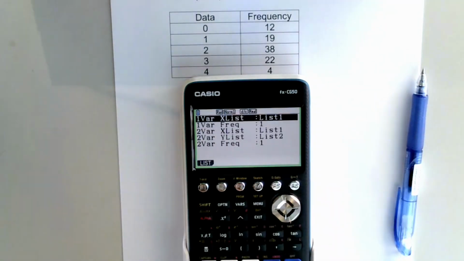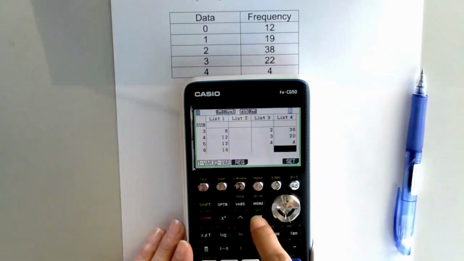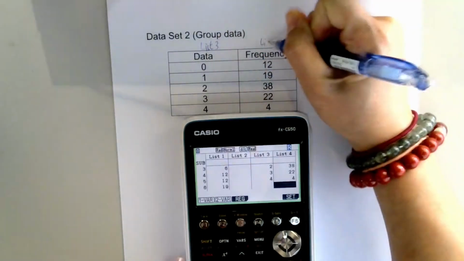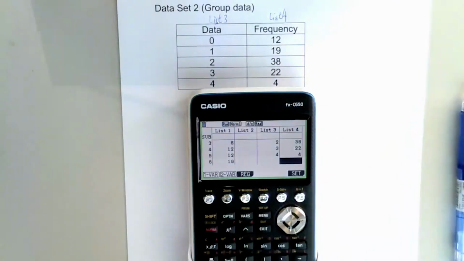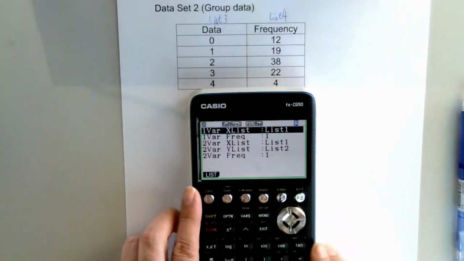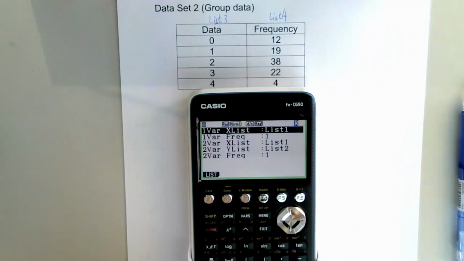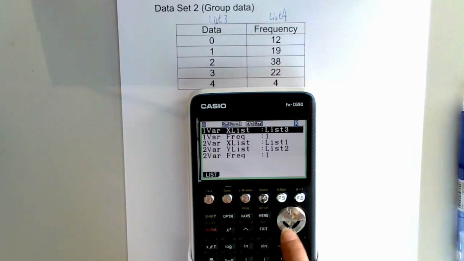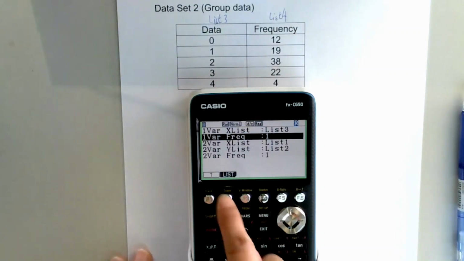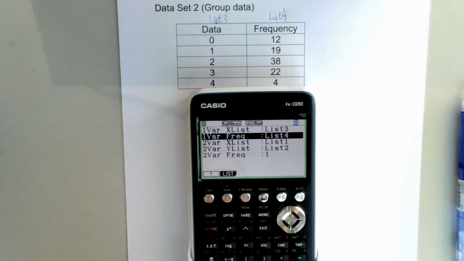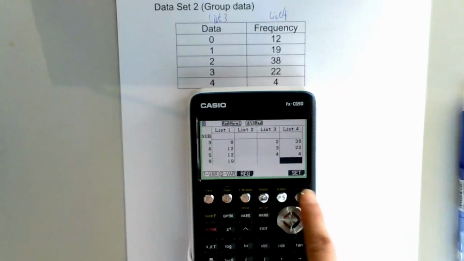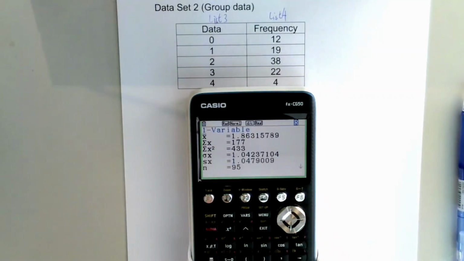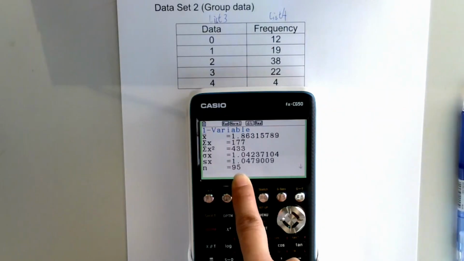So setting. Yeah, I forgot. So this is list 3. I have to write it down. List 4. Right? So now we go to the setting. Now it's not list 1, it's list 3. So list 3 is the data. Frequency is not 1 each. List 4. All right, and then one variable, they will give you, you have a total of 95 data. This is the mean.